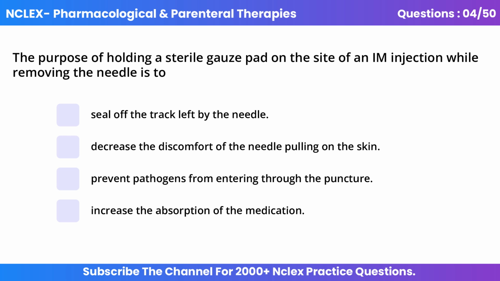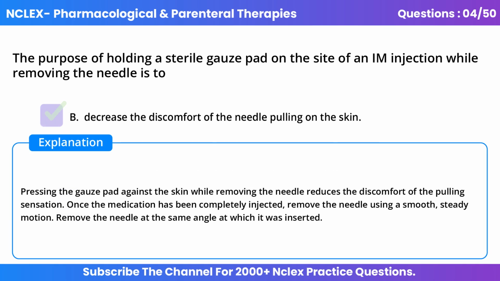Question 4. The purpose of holding a sterile gauze pad on the site of an IM injection while removing the needle is to B. Decrease the discomfort of the needle pulling on the skin. Pressing the gauze pad against the skin while removing the needle reduces the discomfort of the pulling sensation.